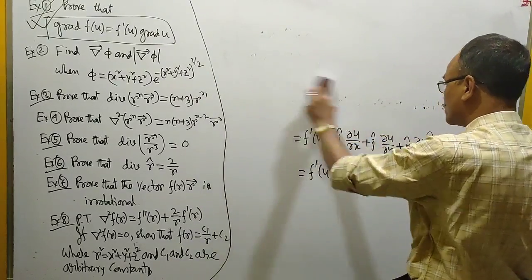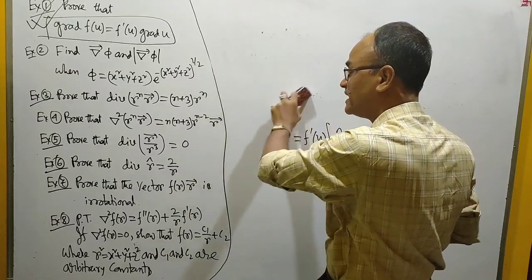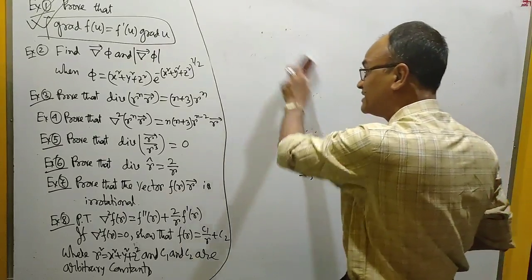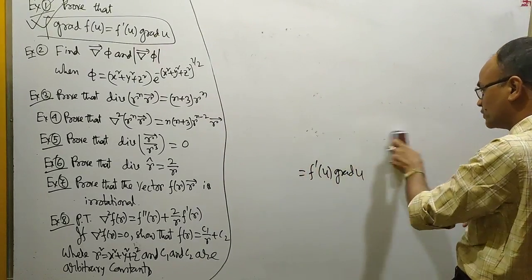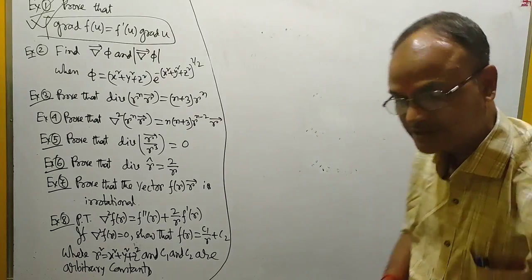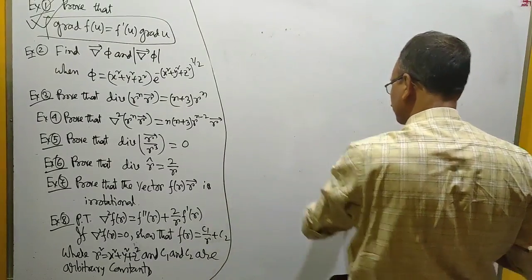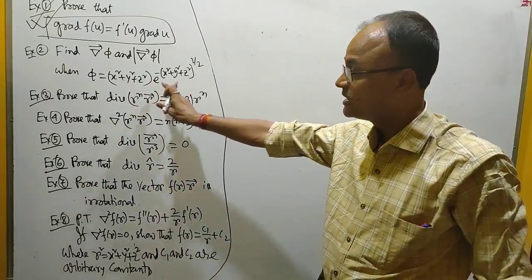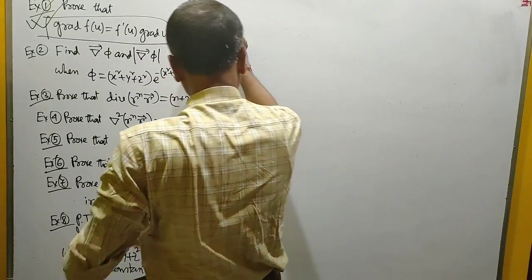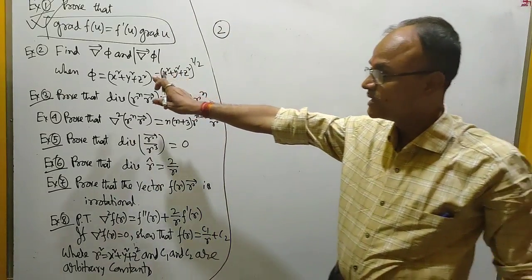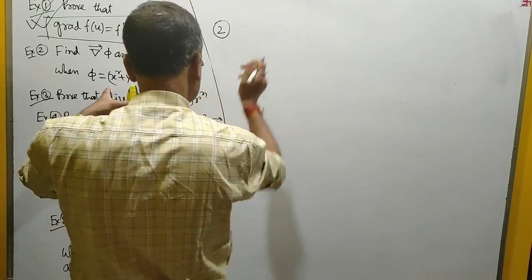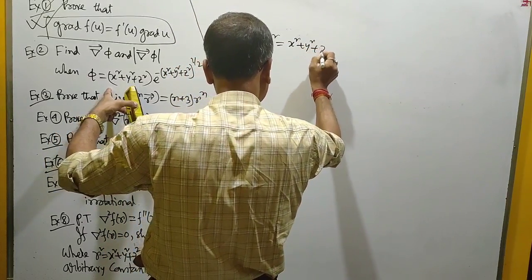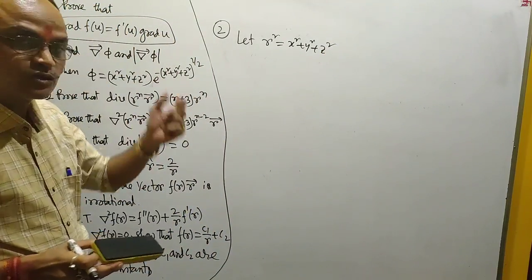Now, see the second question. What is the second question? You will have to find gradient of phi and its magnitude, when phi equals (x² + y² + z²) e to the power minus the square root of (x² + y² + z²). Let me solve number 2. Let r² equal x² plus y² plus z².